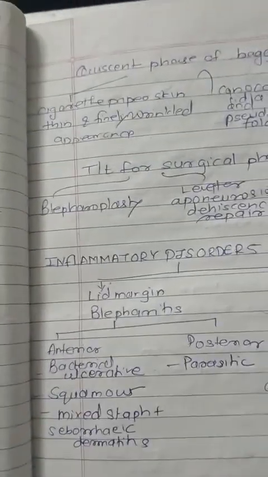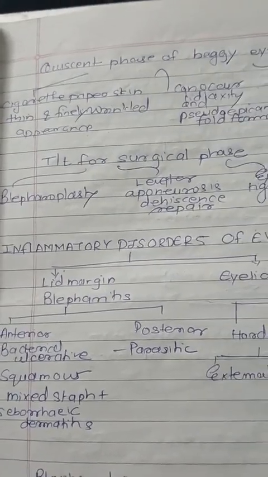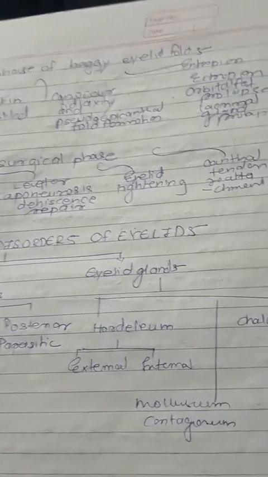Then there is the treatment, which is surgical. We have blepharoplasty, then levator aponeurosis dehiscence repair, and we have eyelid tightening and canthal tendon reattachment.